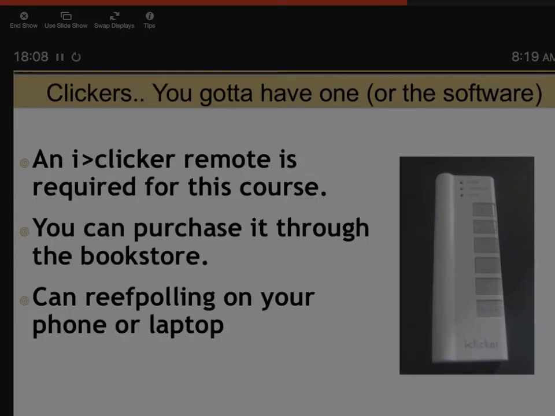So a clicker is required. You can purchase it through the bookstore. Physical clickers like this, I don't care if it's a clicker 1, 2, or if you're using your phone and using that.